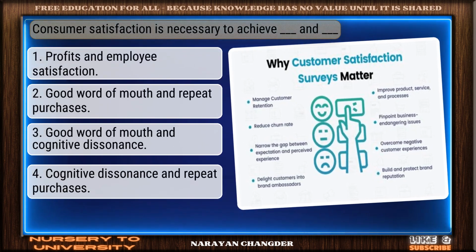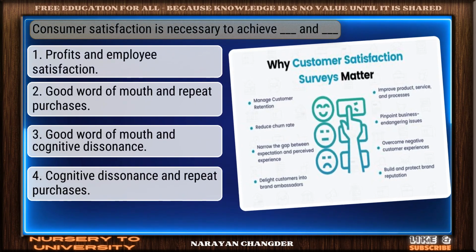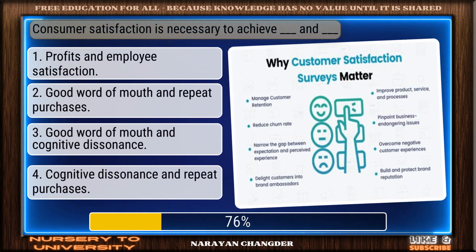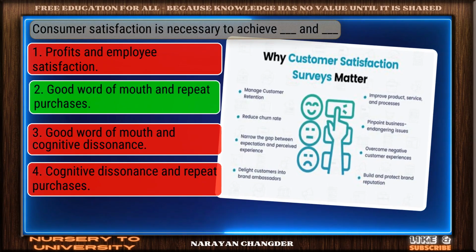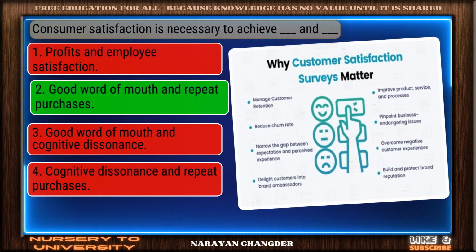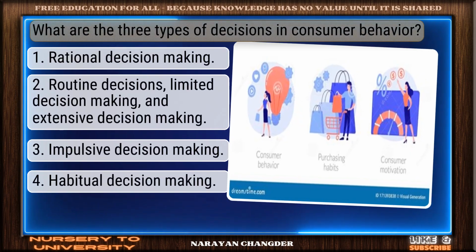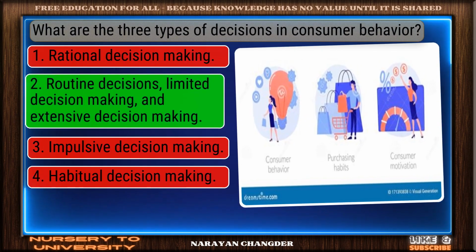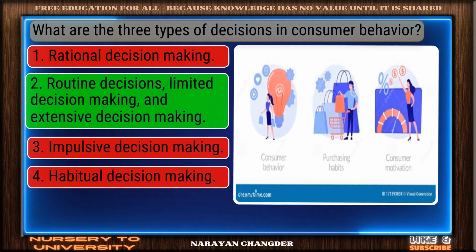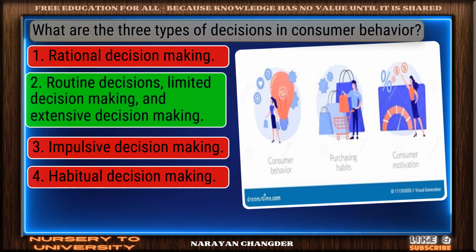Consumer satisfaction is necessary to achieve dash and dash. Well picked. Good word of mouth and repeat purchases is the correct answer. What are the 3 types of decisions in consumer behavior? Smart move. Routine decisions, limited decision-making, and extensive decision-making is an accurate answer.